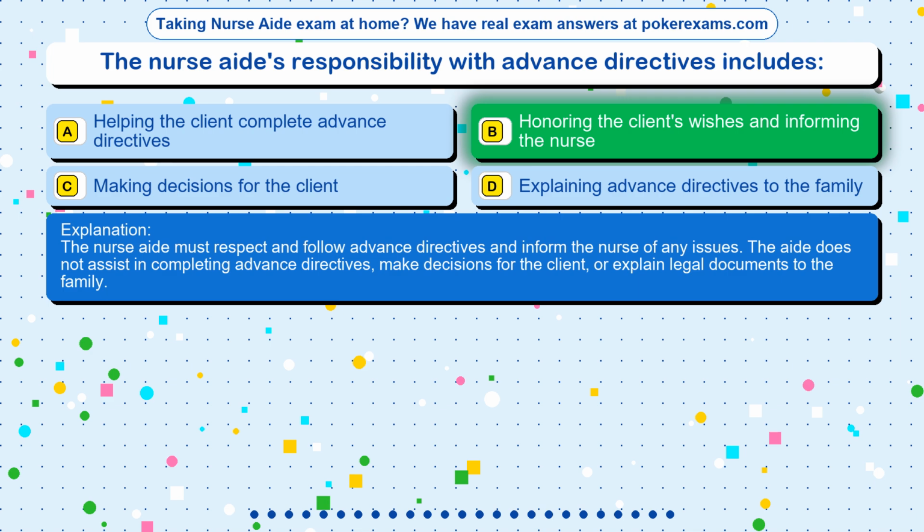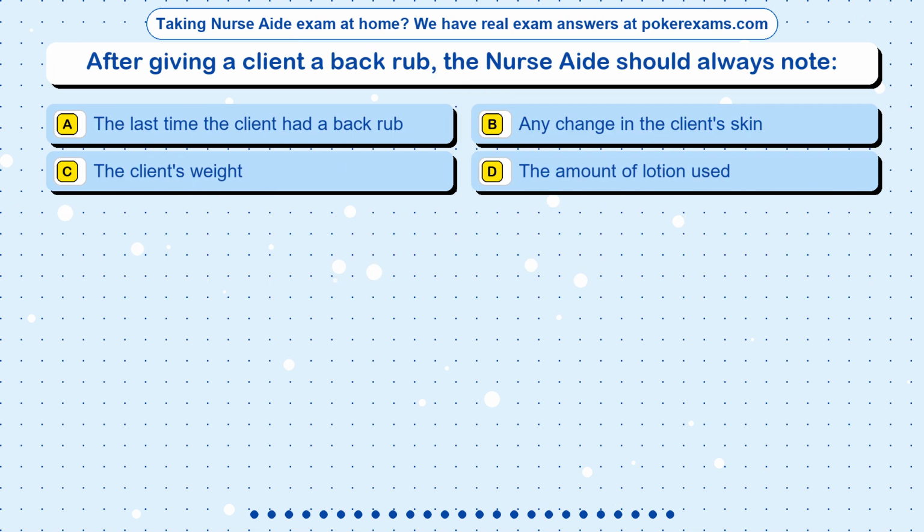Question 11. After giving a client a back rub, the nurse aide should always note: Option A, the last time the client had a back rub. Option B, any change in the client's skin. Option C, the client's weight. Option D, the amount of lotion used.